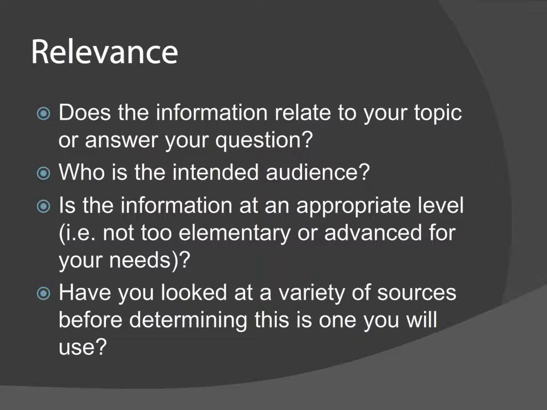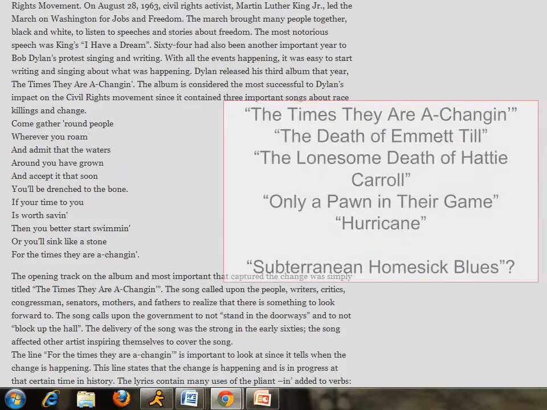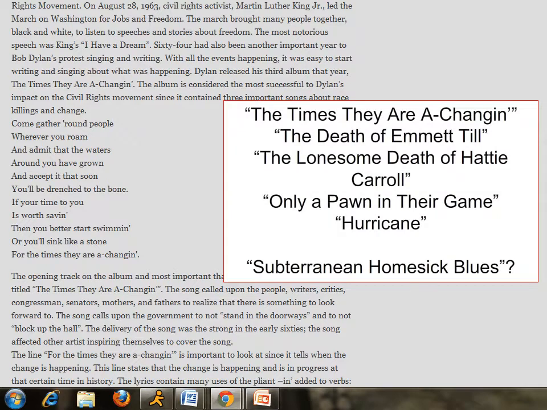You also want to look at a variety of sources before deciding on the one that you're going to use. So don't take the lazy man's way out and just go with the first entry, the first hit. Do look at a variety of things and choose the very best, the one that is most relevant to your topic.